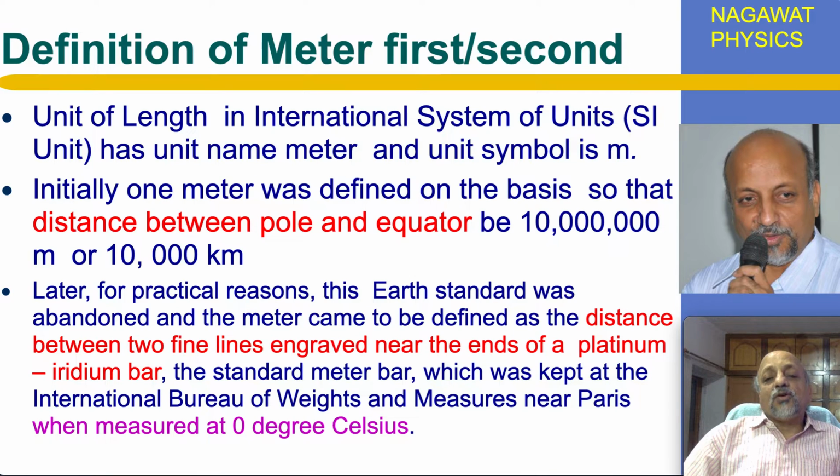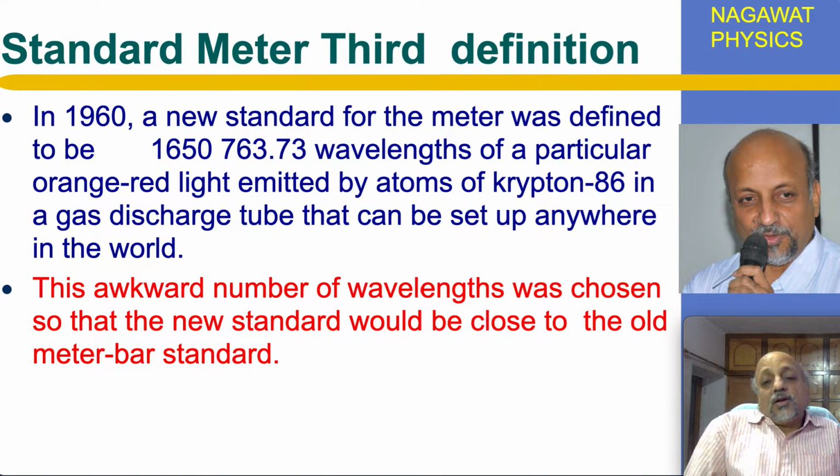So we can say 1 meter is the distance between those two lines engraved on the meter bar at 0 degrees Celsius, and then copies of this standard were made and distributed to laboratories worldwide, and from those we can make new copies and so on. So the second definition of meter was in terms of the distance between two lines engraved on a platinum iridium bar. But this was also discarded, and in 1960 we came to a new definition.